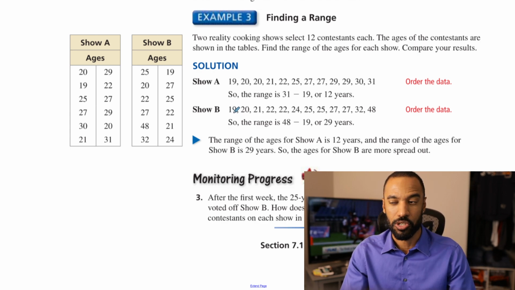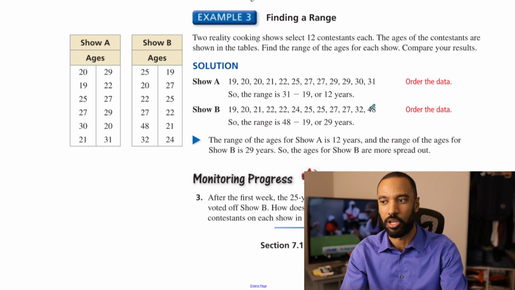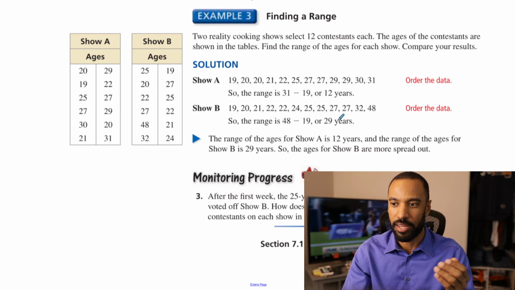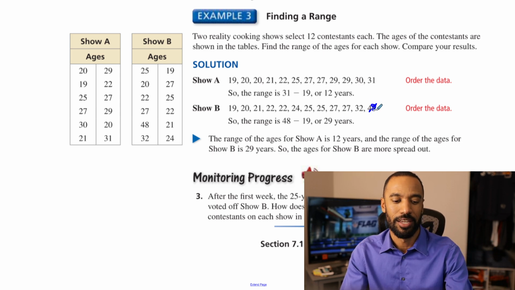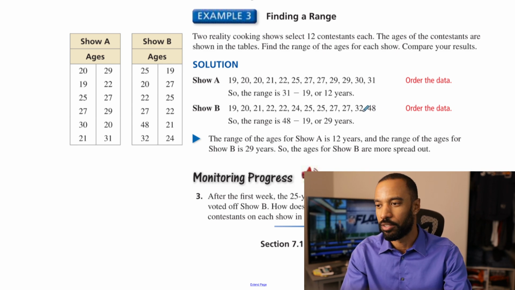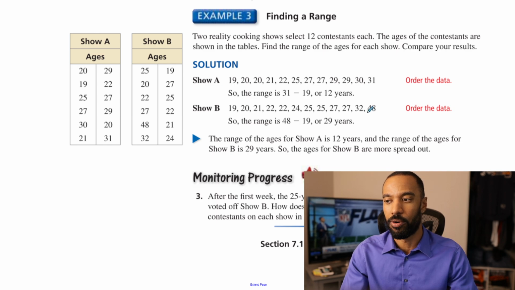The youngest on show B is also 19, but the oldest is 48. Almost an outlier, if you will. There's a bigger jump to 32. Actually, I would call it an outlier. So this range is 29 years. If you remove the outlier, the range is 13 years, right? Like, hey, what's this 48-year-old doing here? I'm not being ageist, by the way. I'm not that young. So 48 minus 19 is 29 years.